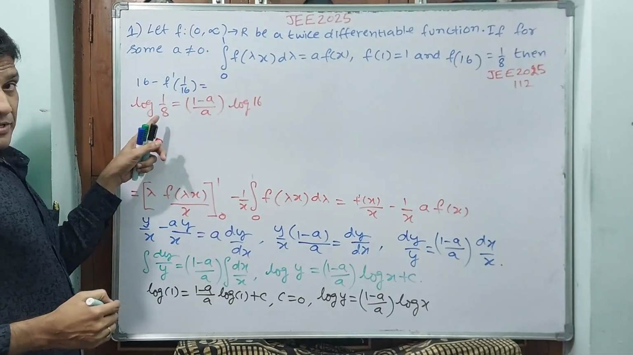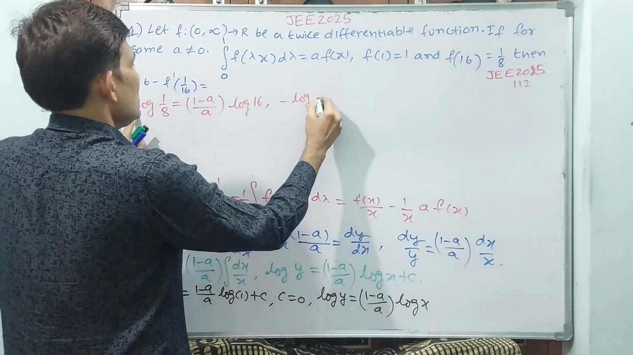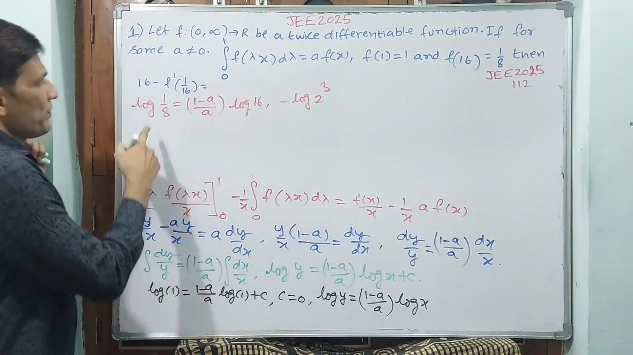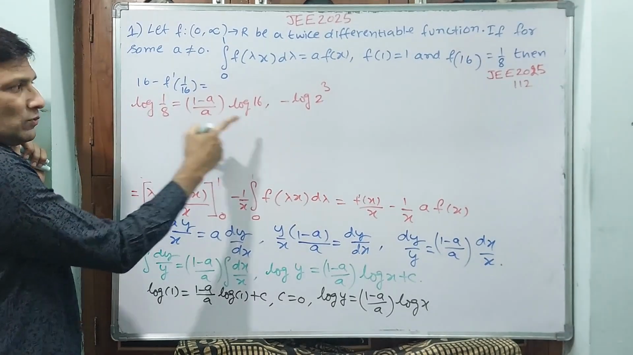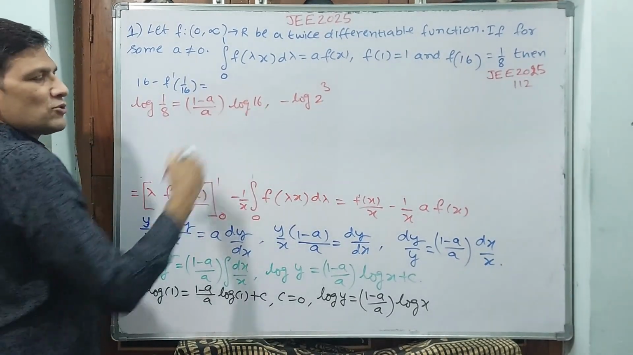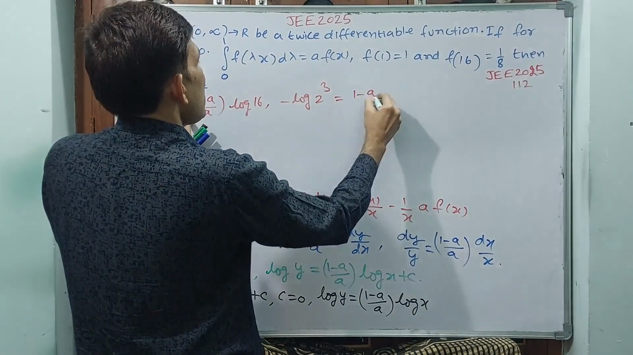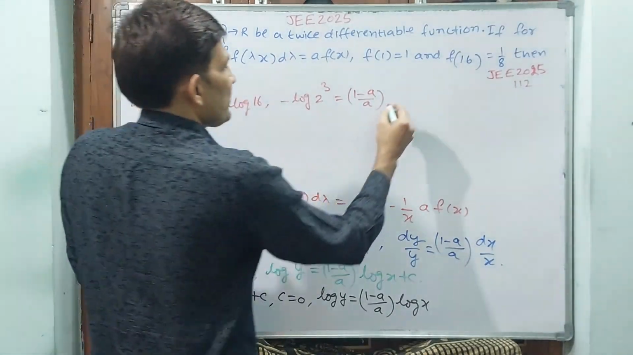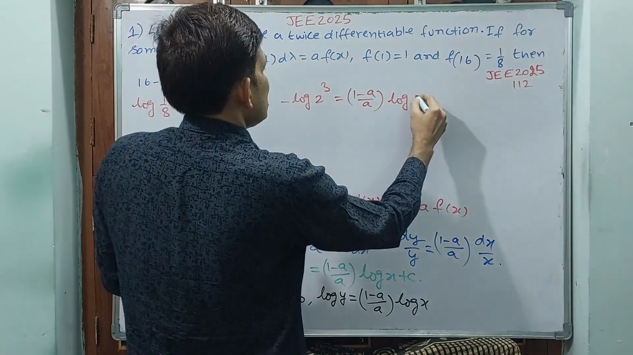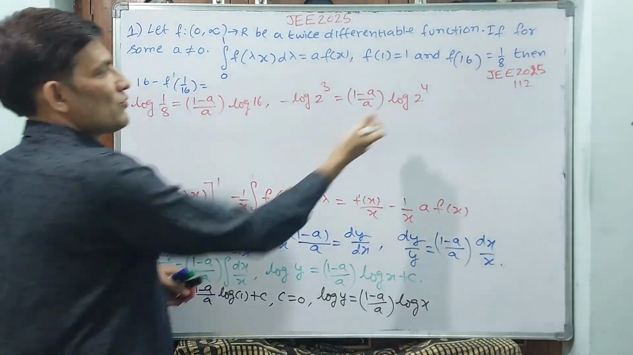See how I am writing this. Observe carefully. Shall I write minus log 2 cube? Why? Because see, minus log of 2 cube, 8 I have replaced as 2 cube. I don't want to make more steps. That is equal to (1 minus a) by a into log 2 power 4. Have you understood this step? Okay. Now you send all this side.